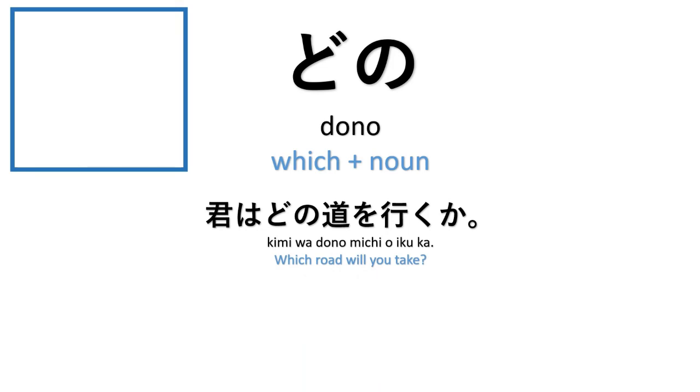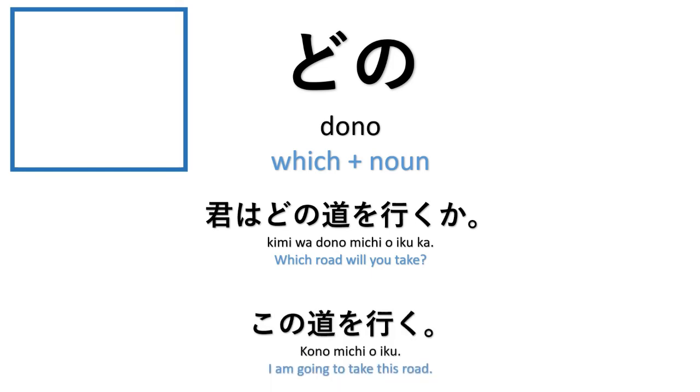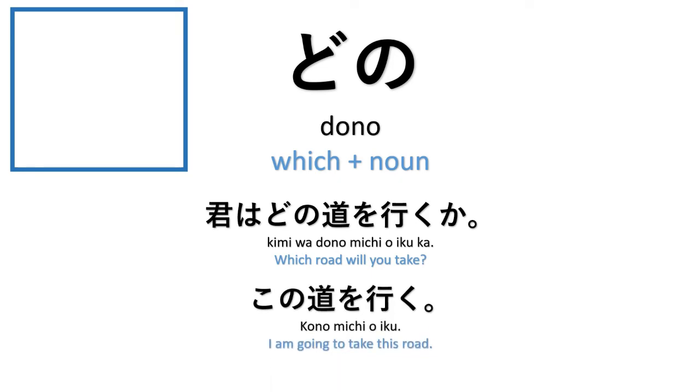Kimi wa dono michi o iku ka? Which road will you take? I say, kono michi o iku. Kono michi o iku. I'm going to take this road. This road. Okay? There's no name.